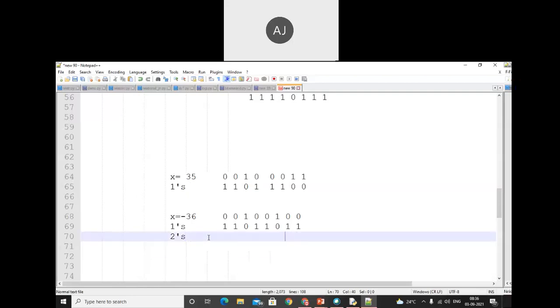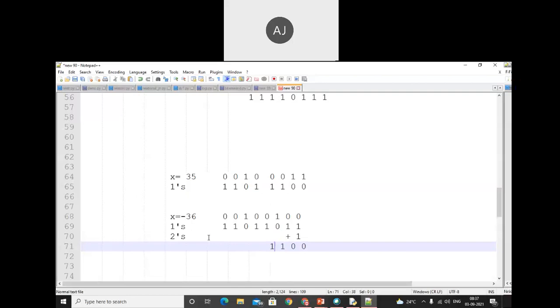Here we'll add only just plus 1. Now we get the result. 1 plus 1, we get 0. Carry will be generated. Again 1 plus 1, 0. 1 plus 0, we get 1. That's it. We get the value as 1. Here we get the 1.